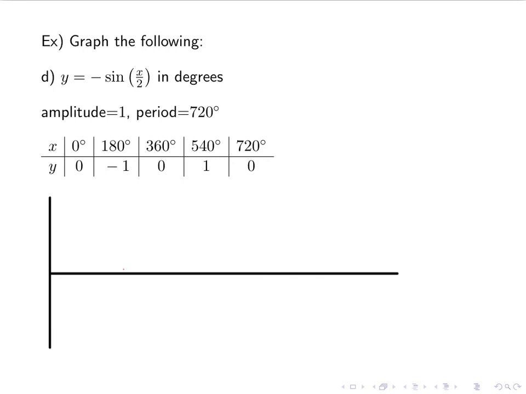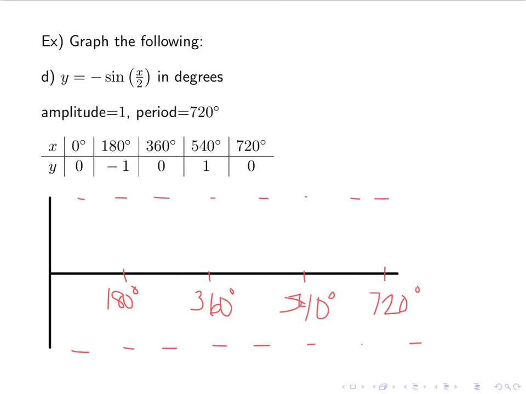And then we go to graph it. I have 180 degrees, 360, 540, 720. And I'll try to make these as straight as possible. Minimum at -1, maximum at 1. Start at 0, then a minimum, again because of that negative sine curve, then 0, maximum, 0. And we have our very lovely upside down sine curve.